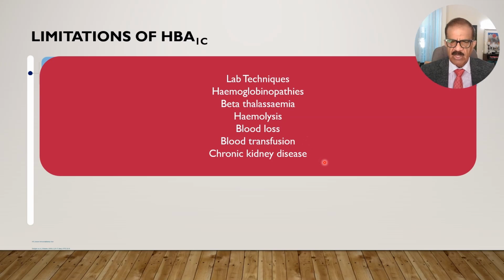Chronic kidney disease, which is unfortunately a common complication of diabetes. So if somebody is diabetic and develops chronic kidney disease, HbA1c does not remain that reliable. So that is why we always look for alternate means also. Traditionally, we have been using glucose values, but now there is a possibility of some other things.